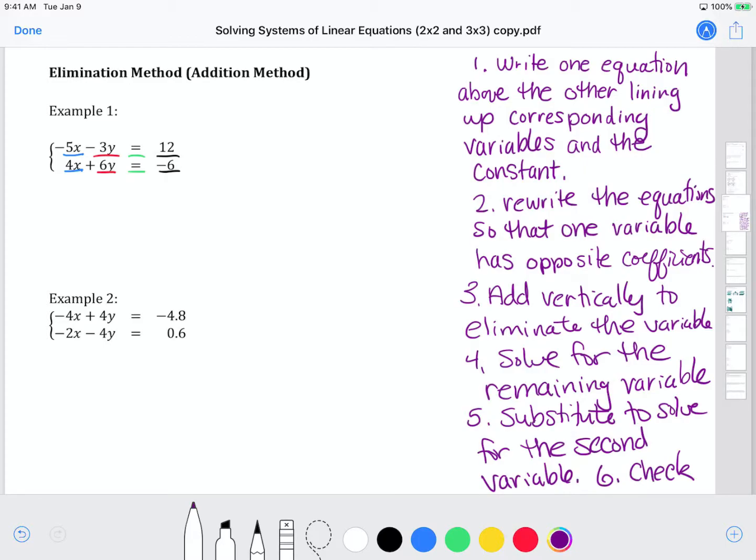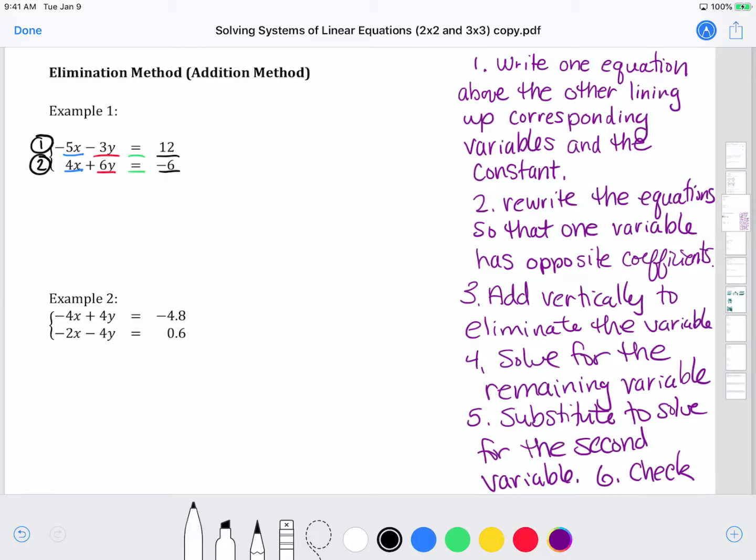Okay, then the next step says rewrite the equation so that one variable has opposite coefficients. Now, it doesn't matter which variable you pick, and with experience, you'll notice sometimes one's easier than the other, but again, that comes with experience. But other than that, it really doesn't matter which one you choose. Because I have experience doing this, I can see that the easier variable to eliminate first would be the y. So the top equation will be equation 1, the bottom equation will be equation 2.